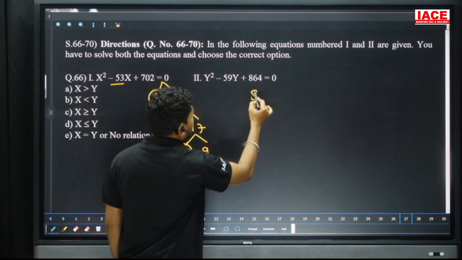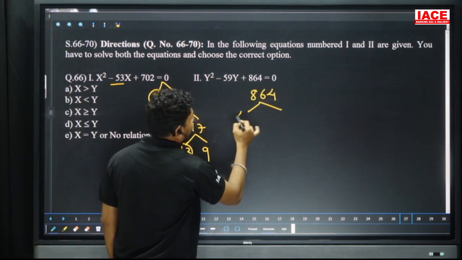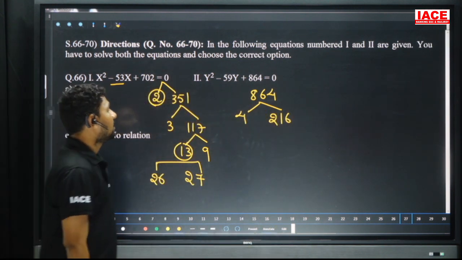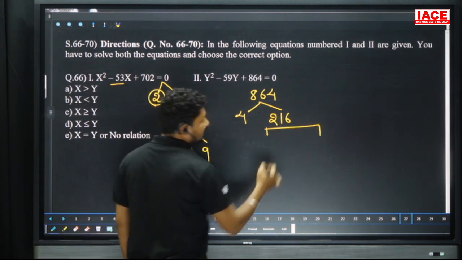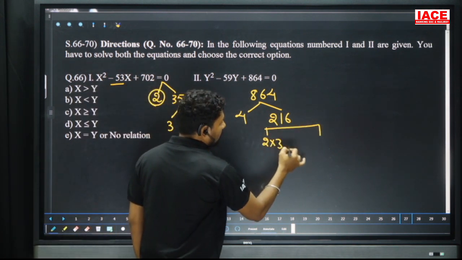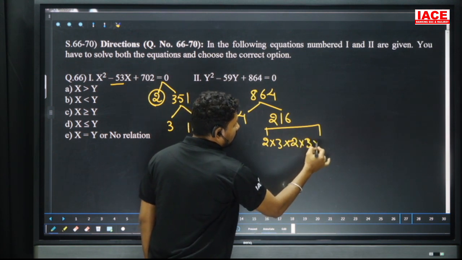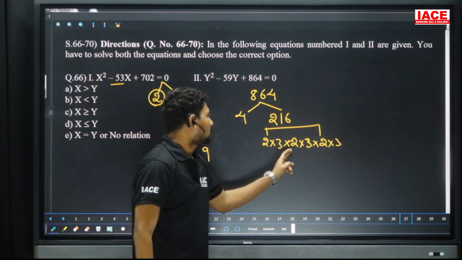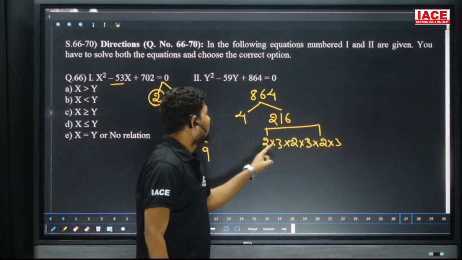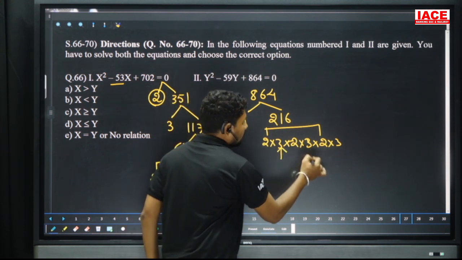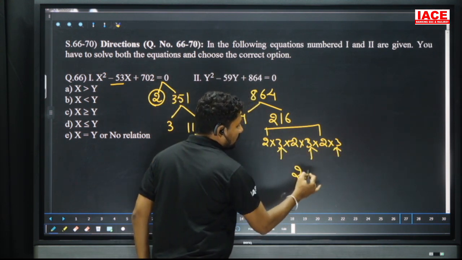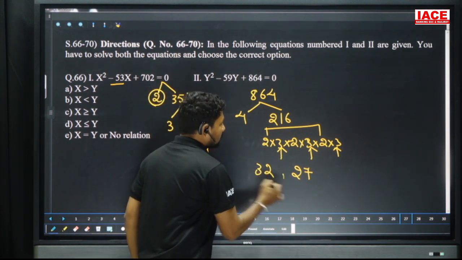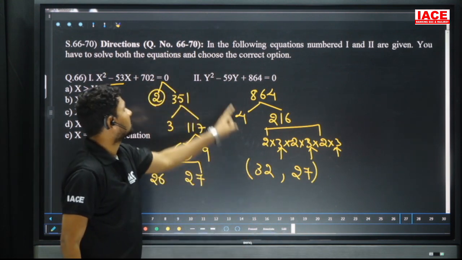And next, 864. In 864 we should separate with 4 now. 4 twos are 8, 4 sixteens are 64, so 16 fours are 64, 4 twos are 8. And 216 also we can write now, 6 cube. The 6 cube we can write 2 into 3, 2 into 3, 2 into 3. Finally, I am writing all the prime numbers now. So how to merge it: 2 twos are 4, 4 twos are 8, 8 fours are 32, then 3, 3, 3. All odd numbers multiplied, you will get 27. And 2 twos are 4, 4 twos are 8, 8 fours are 32. Here the final factors are 32, 27. 32 plus 27 is equal to 59.